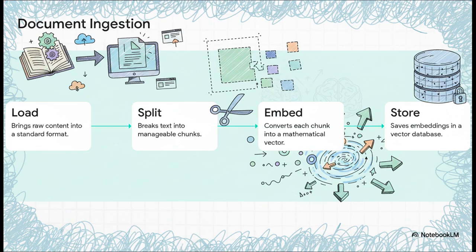And finally, step 4 is store. We take all those mathematical coordinates and store them securely in a vector database. It's like a massive library organized strictly by theme and meaning rather than alphabetical title. Boom, your searchable knowledge base is fully loaded.